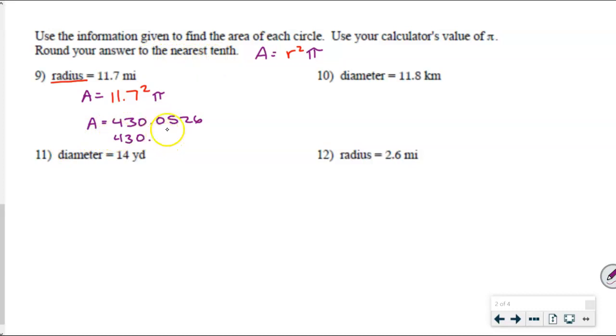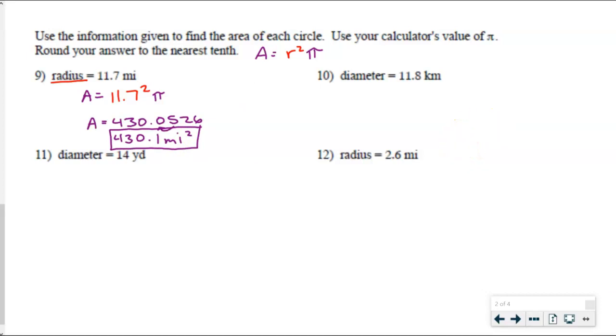So I need something here. Looking at that 5 in the hundredths place, that 5 is going to be enough to make that 0 round up to a 1. So 430.1, and this is going to be miles squared. These are square units of measure when I am finding the area. So 430.1 miles squared.